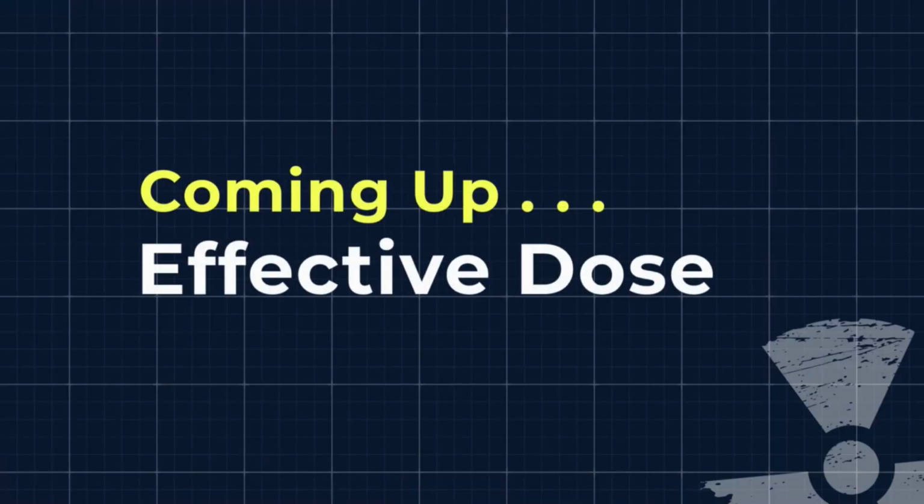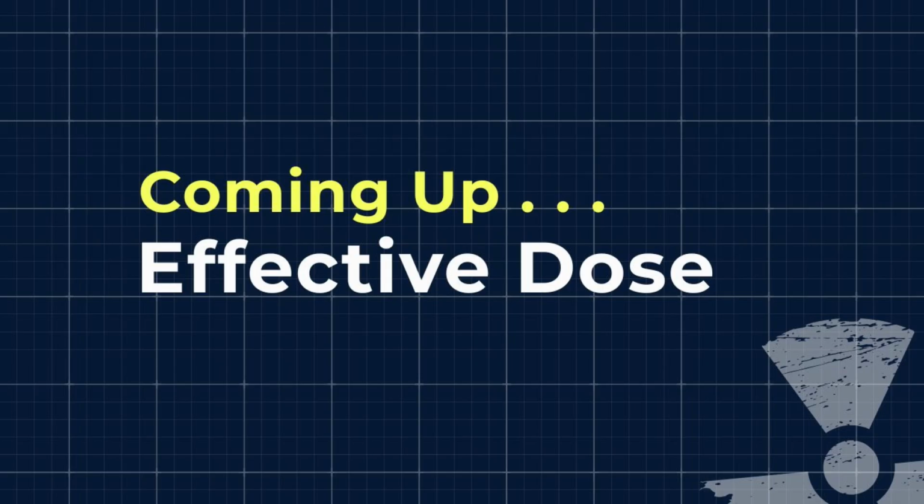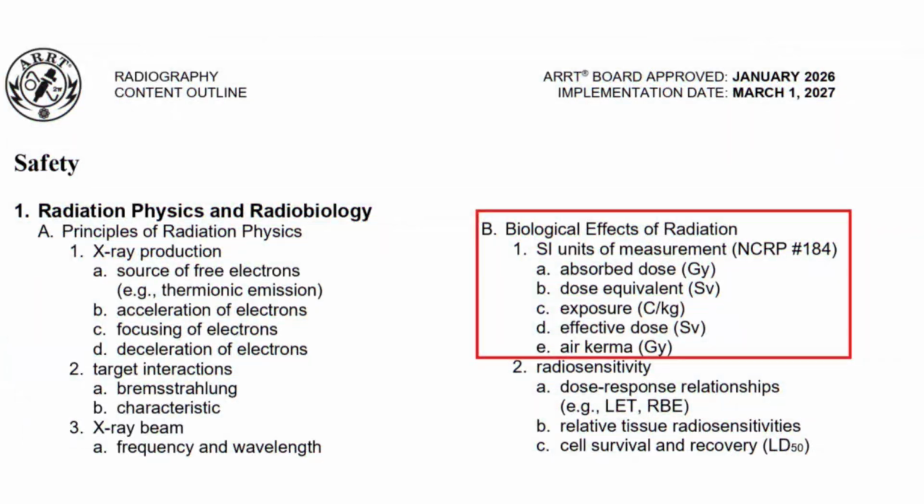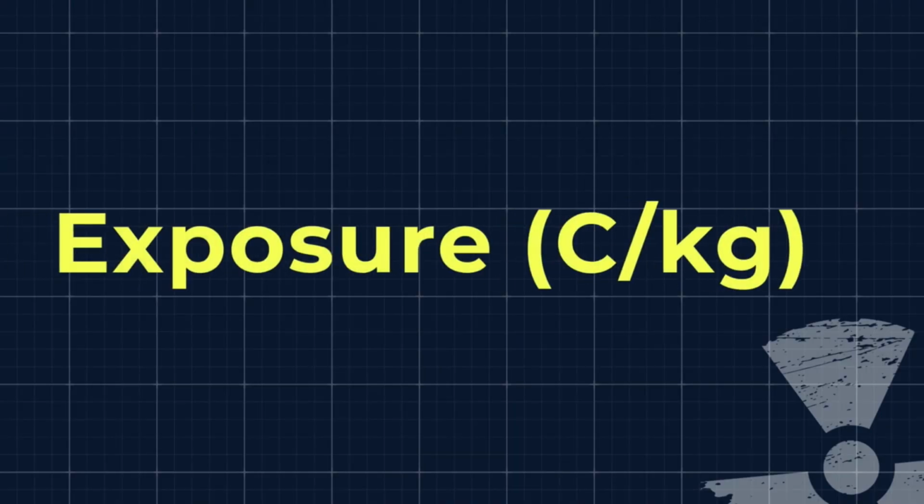Now, we still need another measurement to account for the fact that some tissues are more radiosensitive than others. But before we get to that measurement quantity, for the sake of following the ARRT specifications outline, we're going to move from measuring radiation in tissue or matter to measuring radiation in air. And the first of the two is exposure.